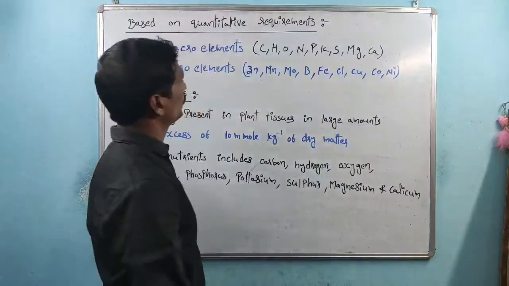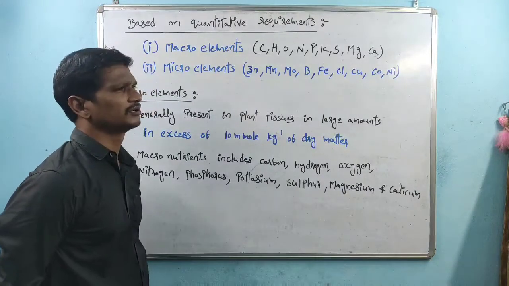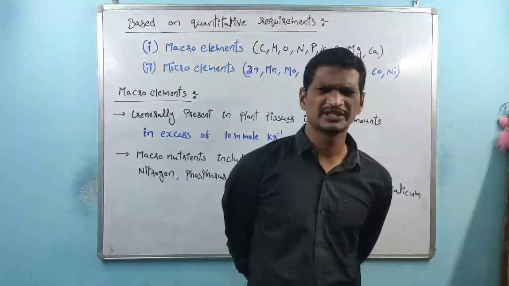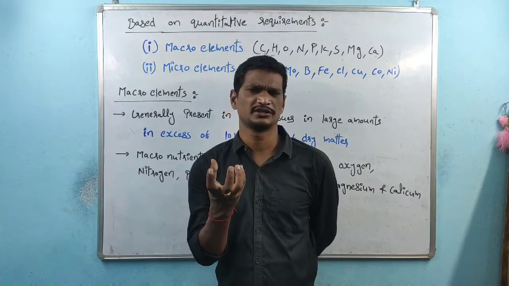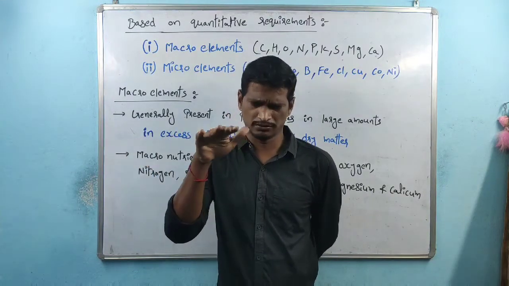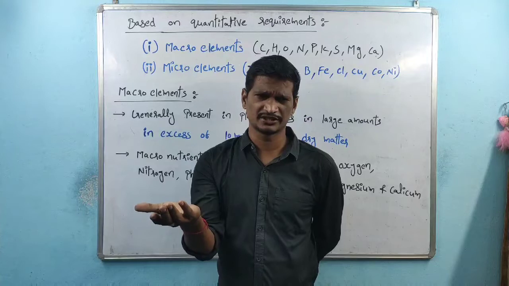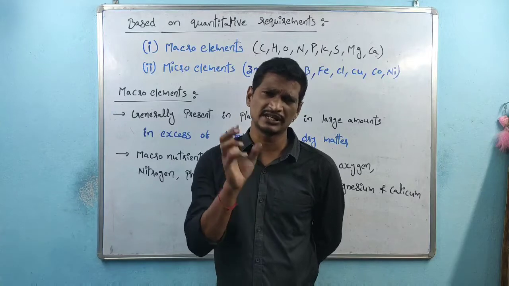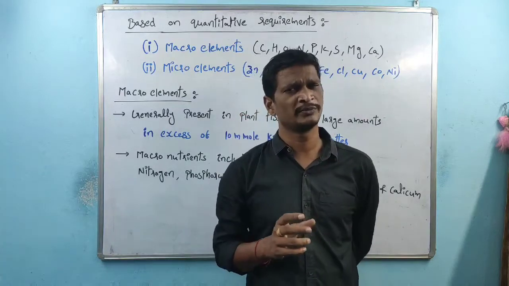Based on the quantitative requirements, the total elements can be classified into two types: one is called macro elements, and the other is called micro elements. The basic differentiation is the concentration within the plant body. There is a particular limiting concentration. If the elements are present at more than that concentration, these are called macro elements. If they are present at less than that concentration, these are called micro elements.